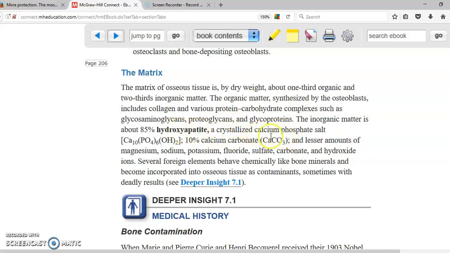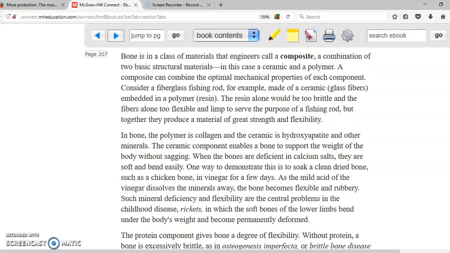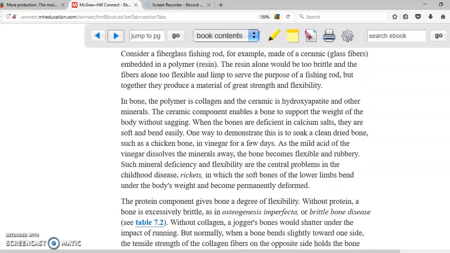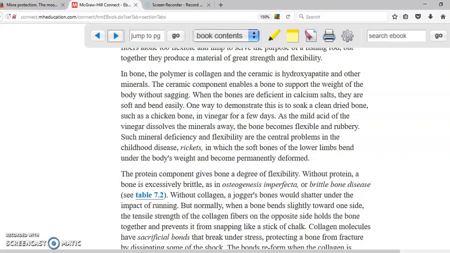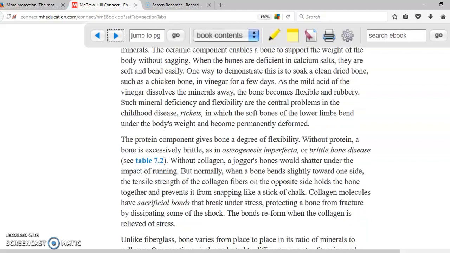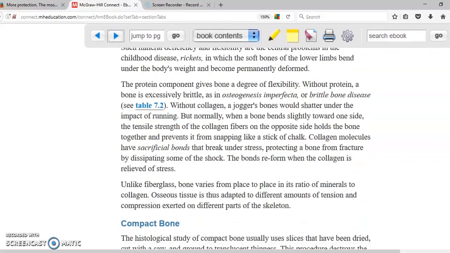80 to 85% of the bone is calcium phosphate, and approximately 10% is calcium carbonate. And obviously, just a few other substances in there, such as sodium and potassium, but in little amounts. The mixture of calcium together with other substances, such as, for example, collagen, makes our bones somewhat flexible as well as very, very strong.